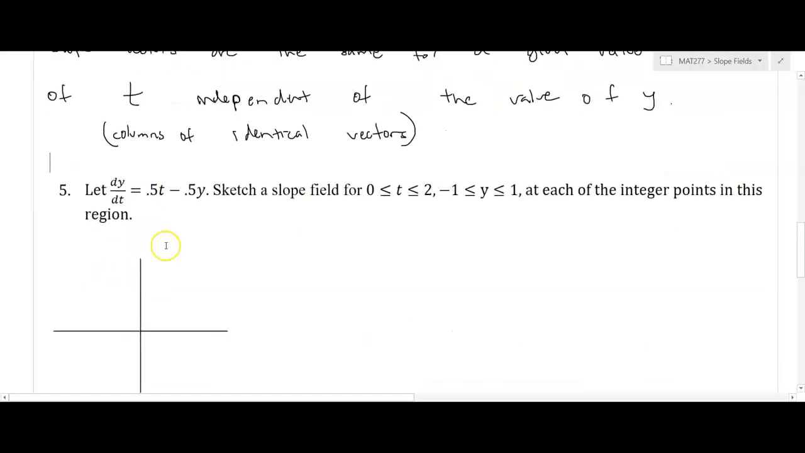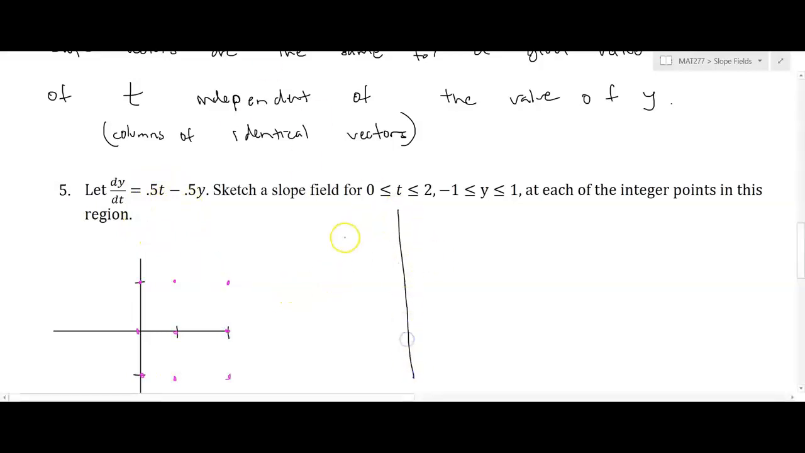All right, let's look at one now that has both t and y in it, and the coefficients being non-zero. Again, we look at these slopes for t between 0 and 2 and y between -1 and 1. Now here we kind of do have to plot vectors at each of those 9 points and look at them independently, because anytime we change t or y, we're going to change the value of the slope.